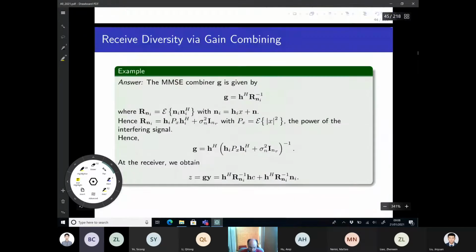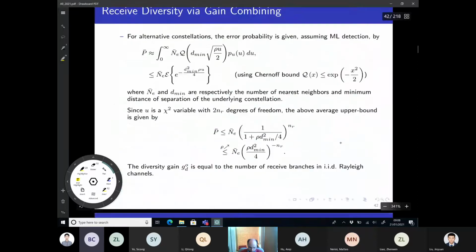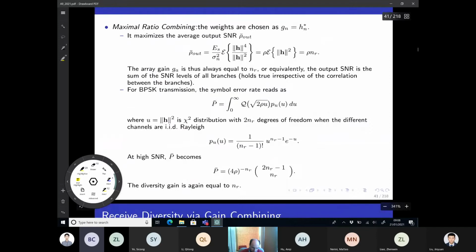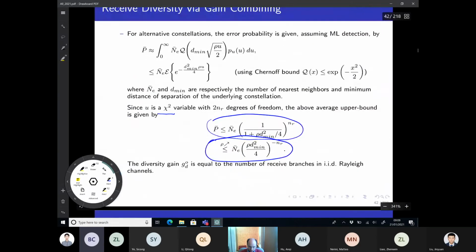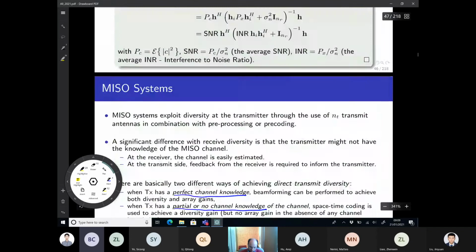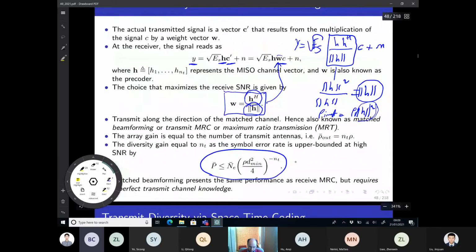Right, if you go back to here, we had this kind of expression here, or this kind of expression here, where we were using the fact that our random variable u, which is the norm square of h, is actually chi-square distributed. So you end up with a similar expression. Instead of having r as the number of receive antennas, now you have nt, the number of transmit antennas. So you can directly use what we have done before.